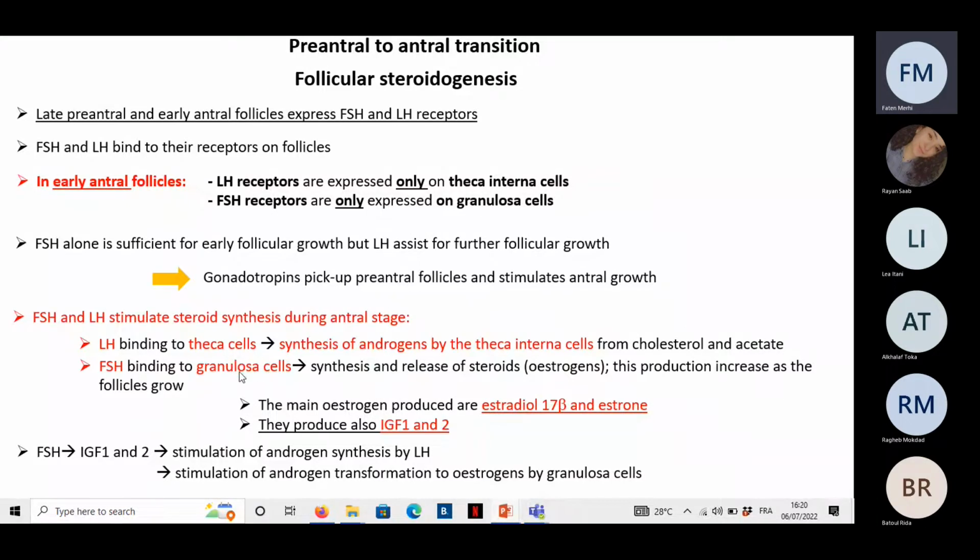And then the granulosa cells, under the action of the FSH, when the FSH binds its receptors on the granulosa cells, this binding will help in the transformation of the androgens into steroids. Okay, this binding of FSH to its receptors on the granulosa cells will activate the aromatase, the enzyme that will convert the androgens into estrogens. So the FSH binding to the granulosa cells will help in the synthesis and release of steroids, which are estrogens, by those granulosa cells.